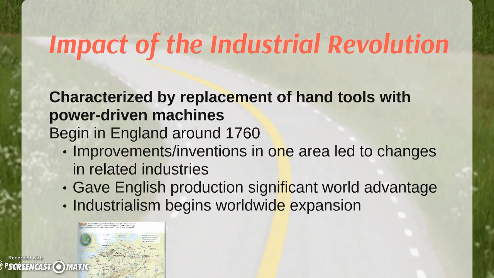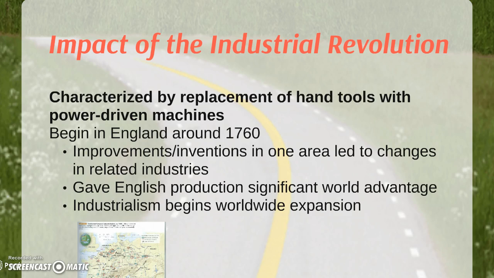The Industrial Revolution began in England around 1760. It was a significant change in human culture and civilization. It was characterized by the replacement of hand tools with power-driven machines. Improvements and inventions in one area led to changes in related industries, and this tended to have a synergistic effect, in which every improvement, every invention sped up the process of change and led to more inventions and improvements. It feeds upon itself in sort of a positive cycle.